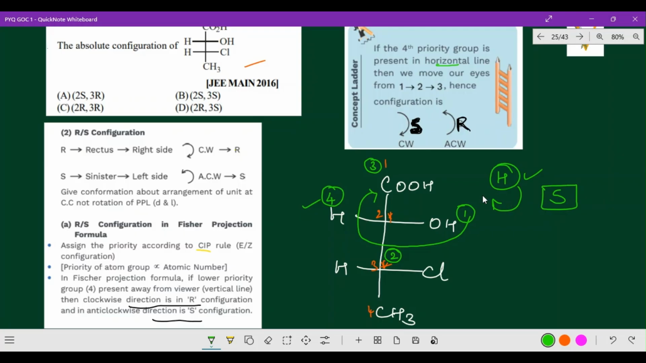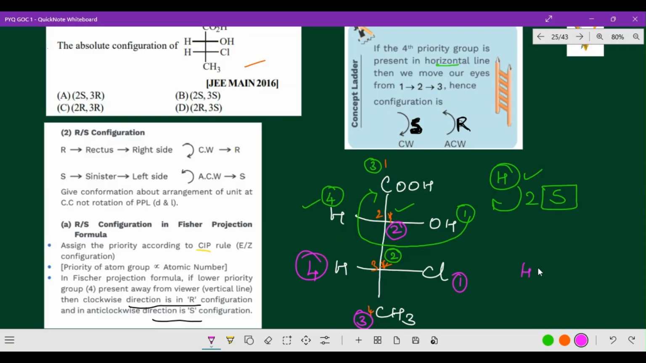Which carbon is S configuration? The second carbon is S configuration. Now we go for the third carbon. The third carbon has chlorine, CH3 and hydrogen. Here chlorine is given the higher priority, so it is the first one. Then CHOH is the second priority, this is the third priority, and this is the fourth. This fourth priority also comes on the horizontal line.